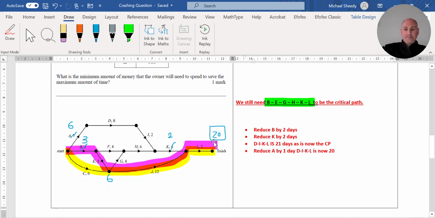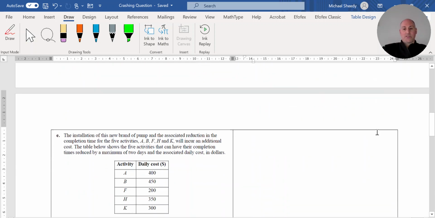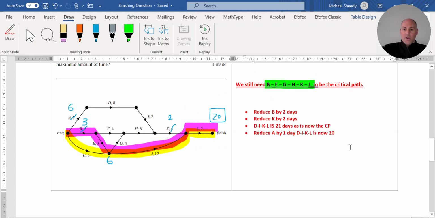So, I'm finished. I still have my original critical path of BEG-HKL. That is still the critical path, and it's 20. And all the other critical paths in this are now all 20 as well. And I know I can't go any lower than that because of this table method here. So I am finished. So I now look at all the reductions that I actually made.